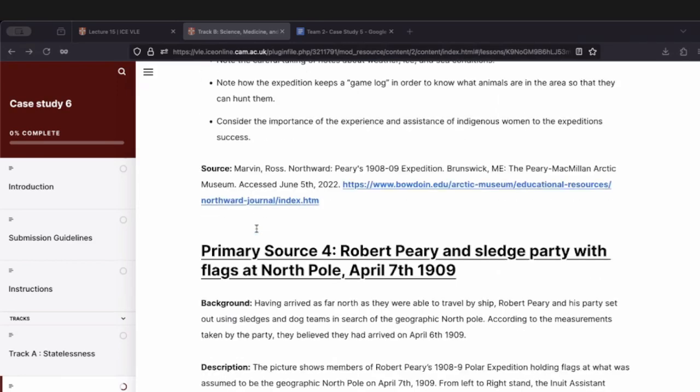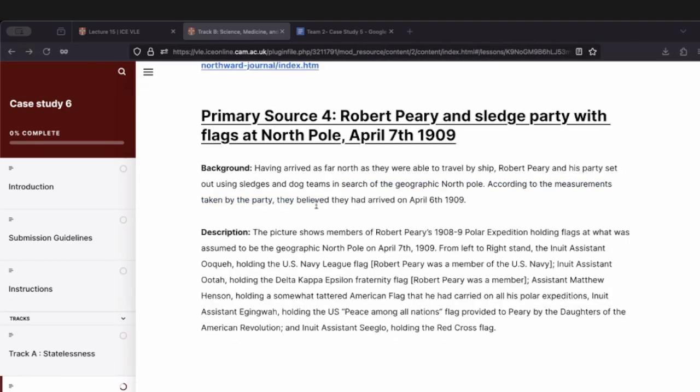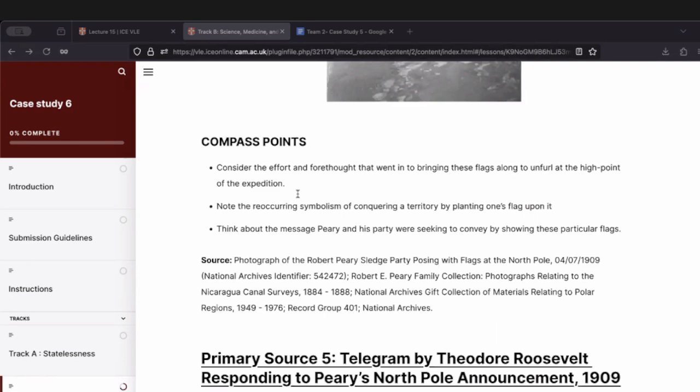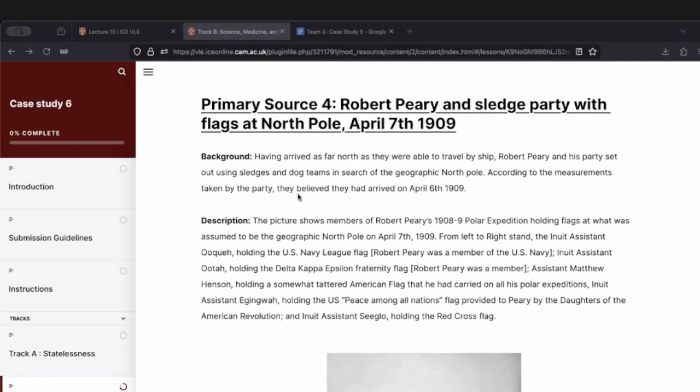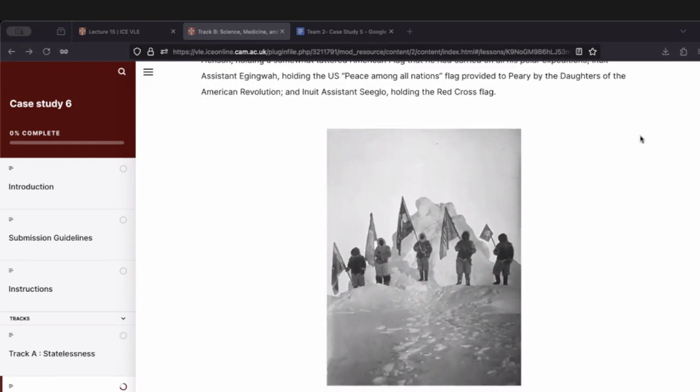Great. Let's do one more source. Let's take this one. So this is Robert Peary's other source. It's another photograph, so it'll be nice to contrast these. Can anyone quickly summarize what the source is? What type of source is it?